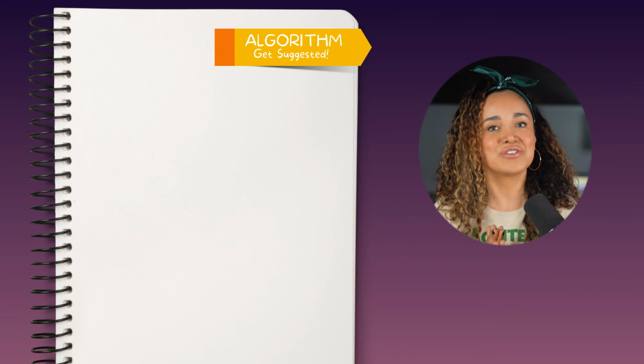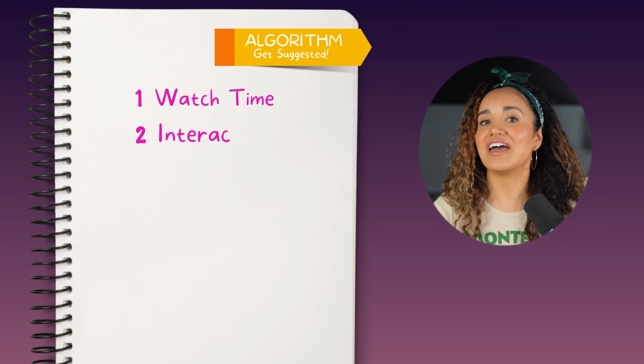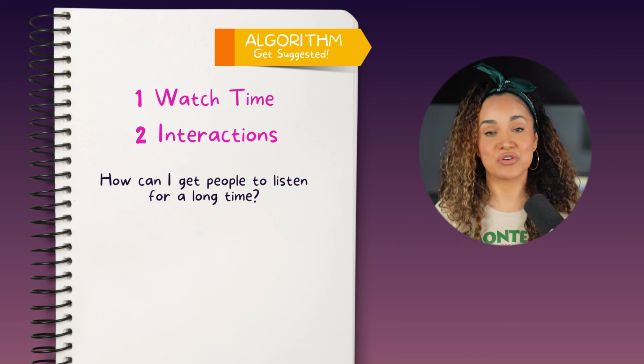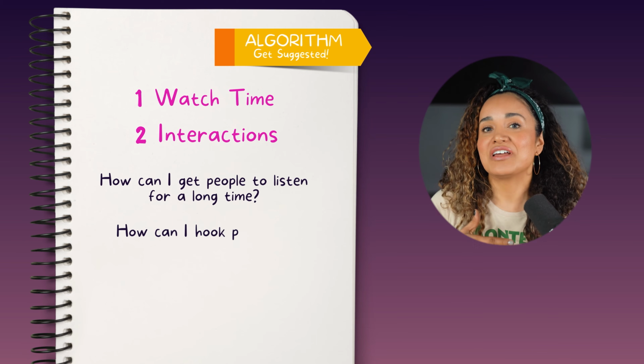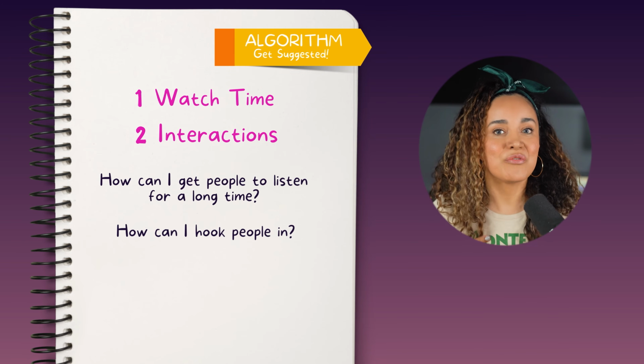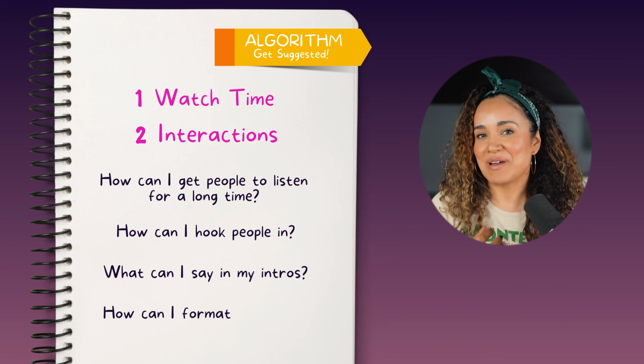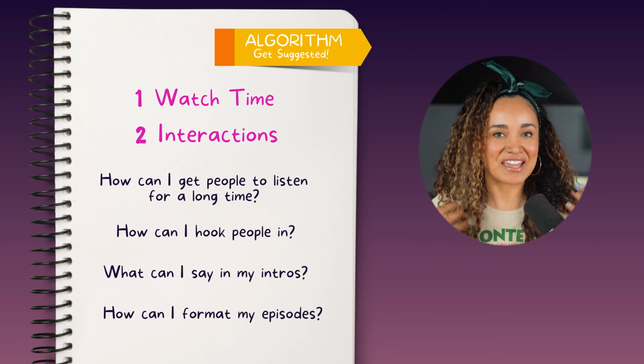The famous YouTube algorithm that suggests content to users based on their interest is very complicated. But there are really only 2 keys to using it to your advantage: watch time and interactions. With watch time, the questions you need to answer are: how can I get my people to listen to or watch my episode for a long time? How can I hook people in from the beginning so they don't click away within the first few seconds? What can I say in my intros, and how can I format my episodes so they really bring people in and keep them interested?